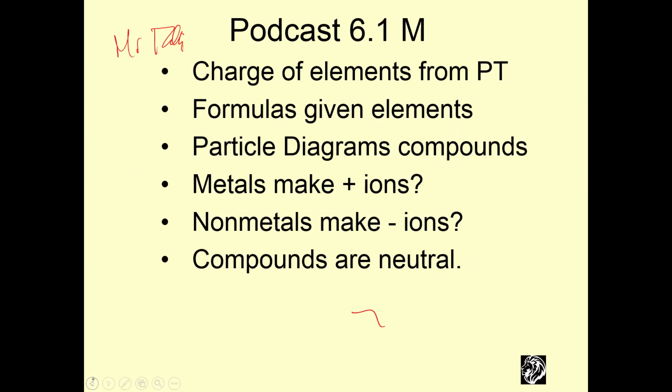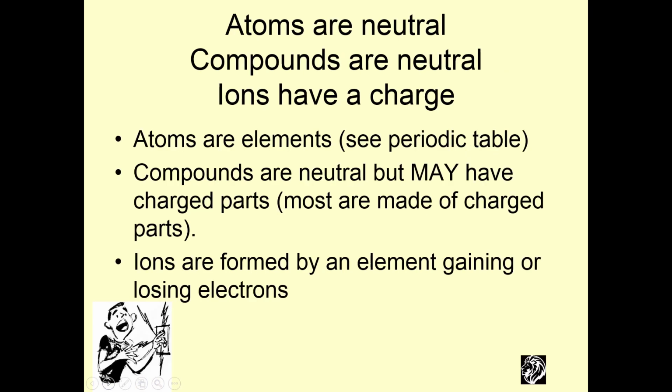We're going to talk about how you can get the charge of elements, which really stop being elements and become ions, from the periodic table. We're going to figure out formulas for given elements, particle diagrams for compounds. Metals make positive ions, nonmetals make negative ions. I don't know why I have question marks there. Sorry about that. And compounds are neutral. So let's hop to it.